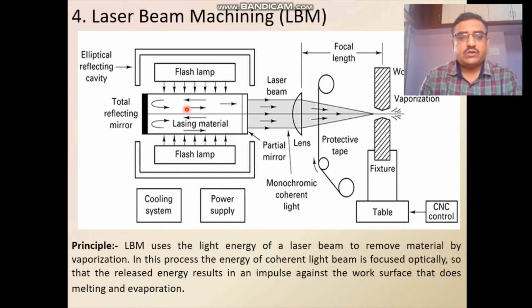When the flash light becomes off, the excited electrons come to their original level, and all these electrons move along this ruby rod. One side there is a totally reflecting surface, another side a partially reflecting surface. So these photons come out of the ruby rod as a laser beam.